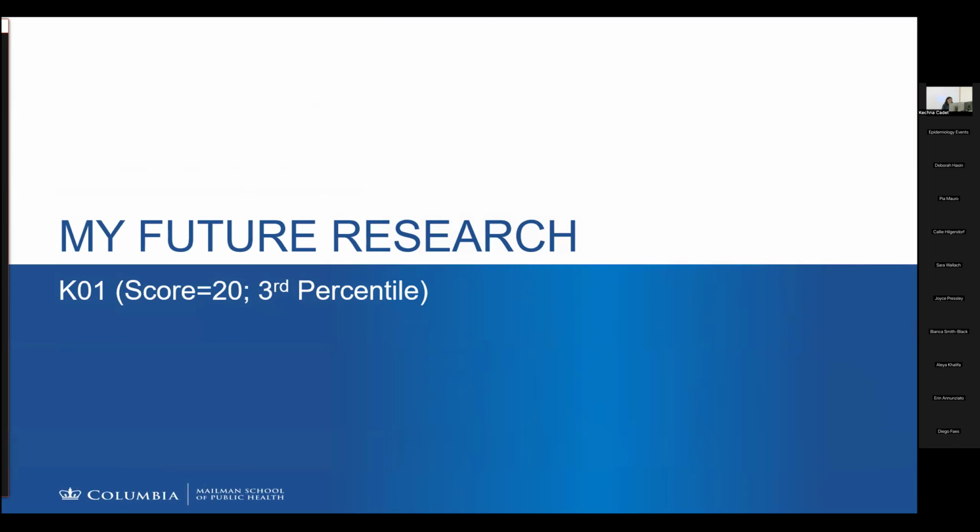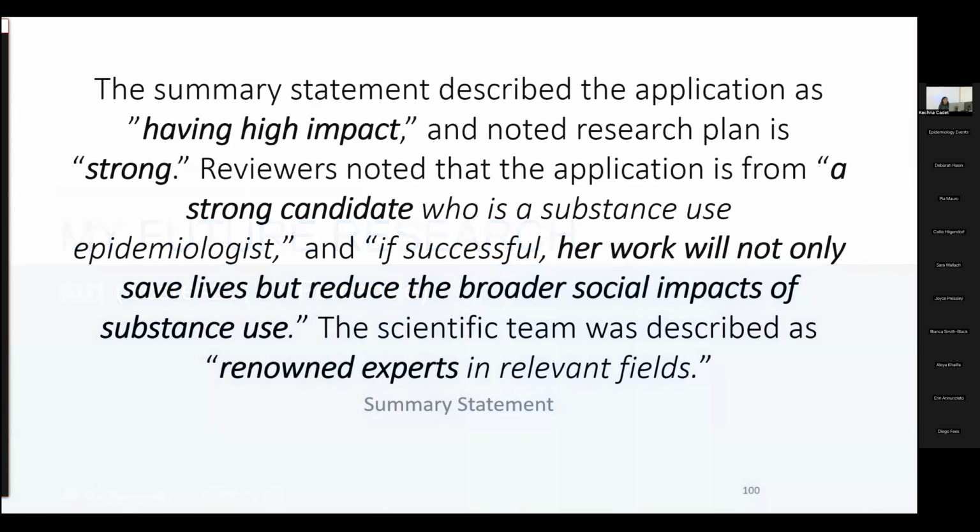So now I feel like I've talked a lot, but I'm going to transition a little bit to the K. A lot of my work will continue to fill in the gaps when it comes to not only polysubstance use, but thinking about how we intervene from a community perspective or policy perspective. I plan on leveraging my K so that I can continue to build my program of research as I move forward toward independence. As part of the summary statement, the application was described as having high impact, and it noted that the research plan was strong.